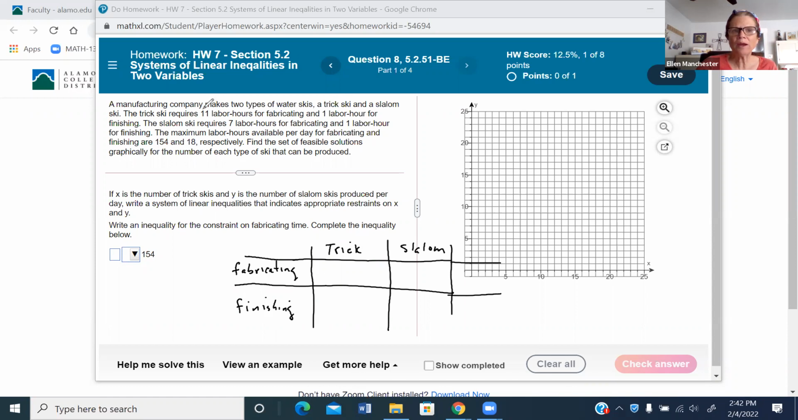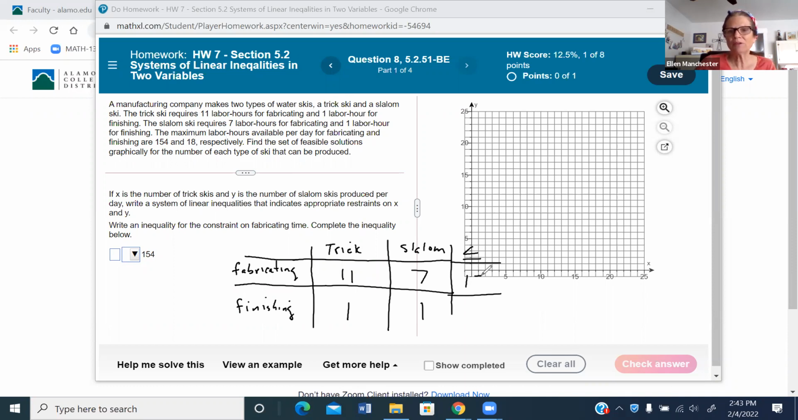So the trick ski requires 11 hours for fabricating and 1 hour for finishing. So do you see it? Fabricating 11 hours for trick ski, finishing 1 hour for trick ski. The slalom ski requires 7 labor hours for fabricating and 1 hour for finishing. So fabricating 7 hours slalom, finishing 1 hour slalom, okay? The maximum labor hours available, okay? So maximum, that means I can't go higher. So it's got to be less than or equal to these amounts. So for fabricating and finishing are 154 and 18 respectively.